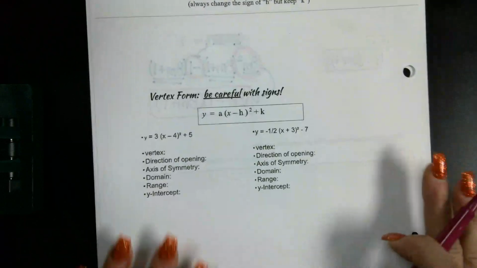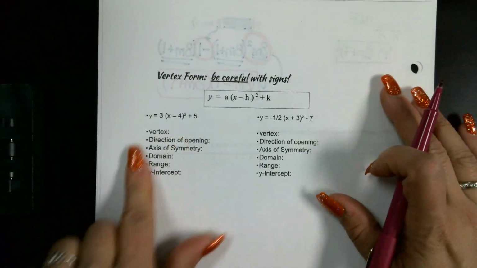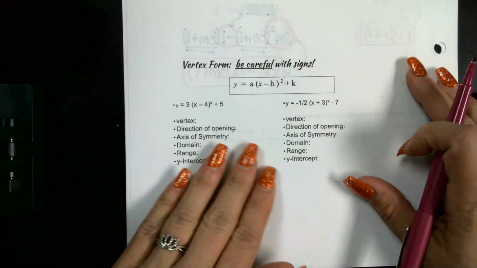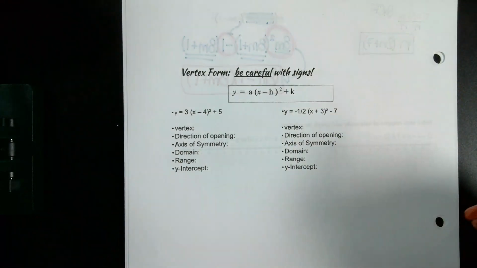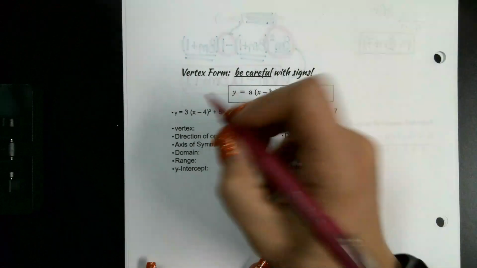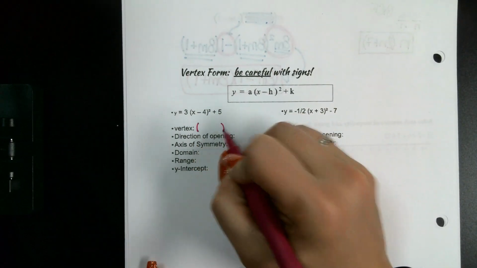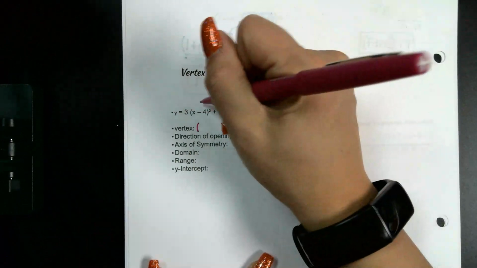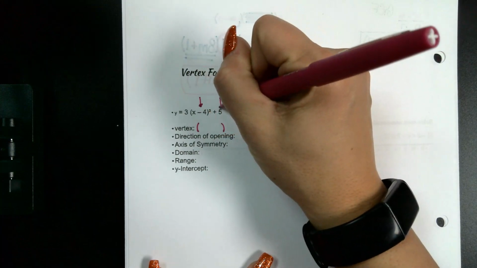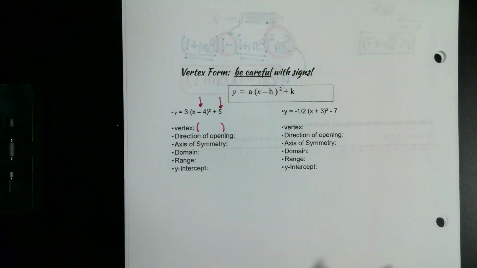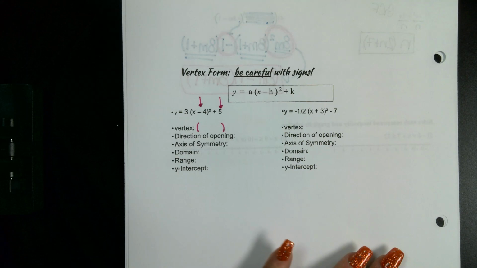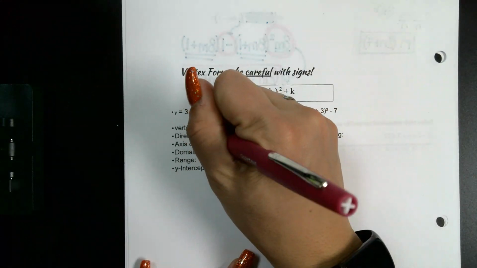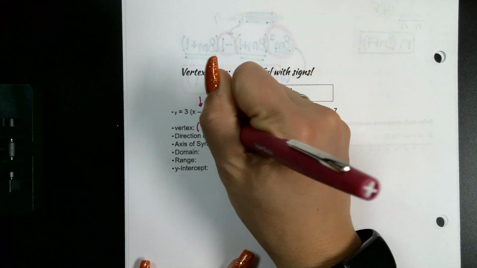Okay. All right, so we're going to talk about some different pieces of each function before we actually do the graphing. The first thing we need to do, looking at this function, is write our vertex. What would my vertex be? Yep. +4 and then 5. Yep.